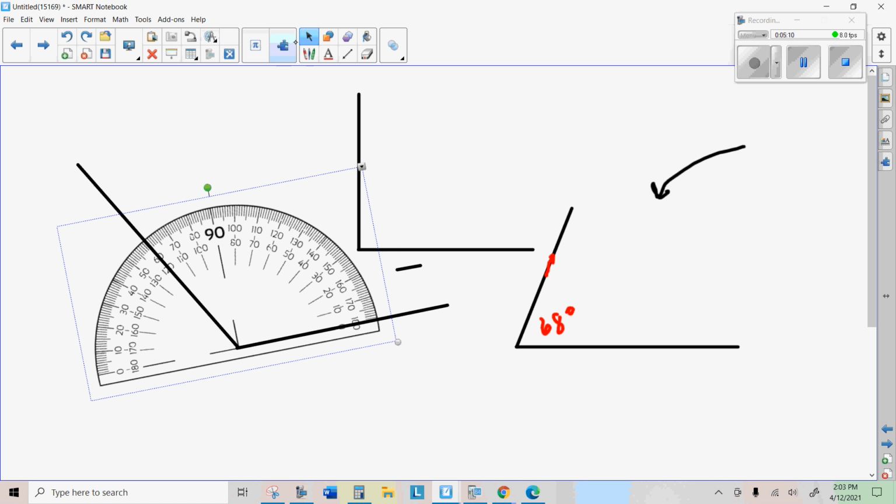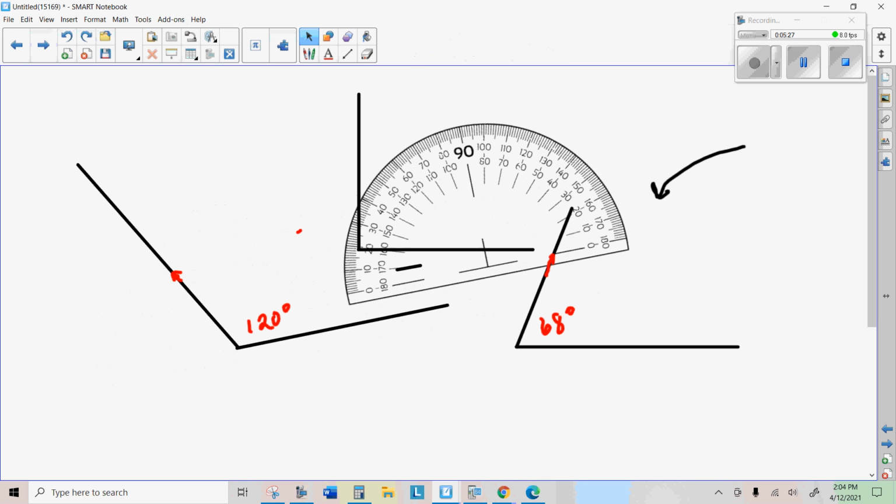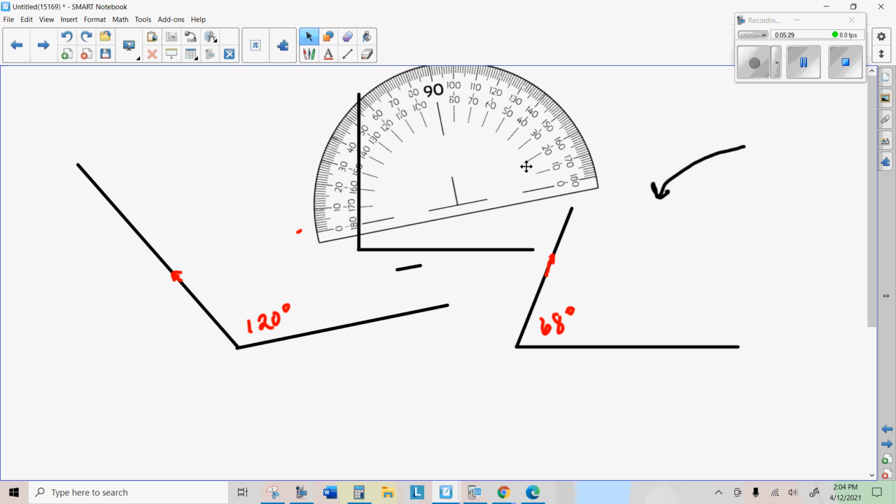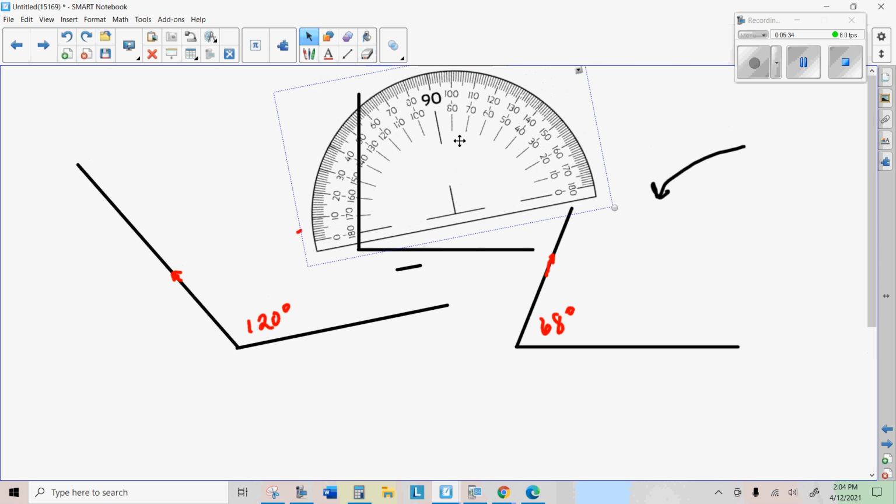And since this one's greater than 90, I'm going to be looking at the bigger numbers here. And this one looks like it's about a 120 degree angle. All right, so we're going to use that. We had already figured out what angles we needed. Now we just have to measure those angles onto a circle.